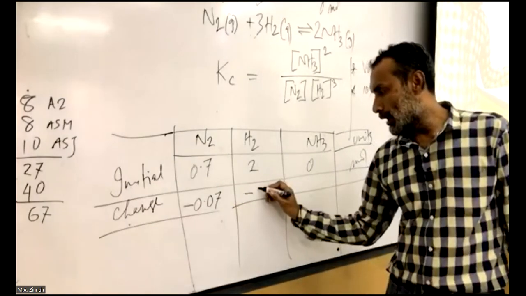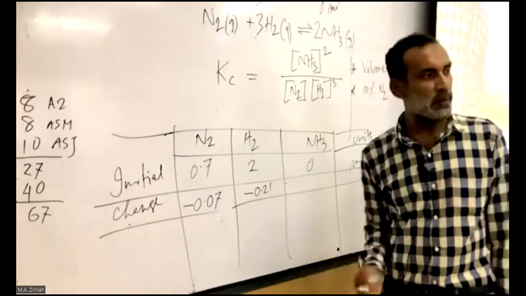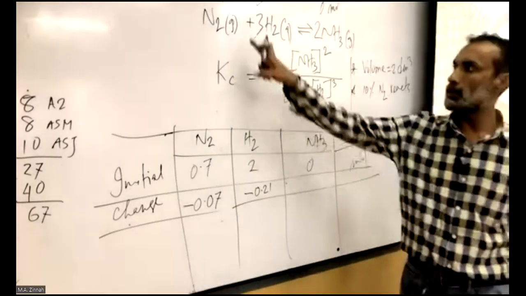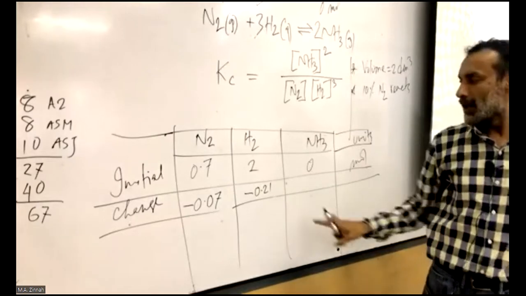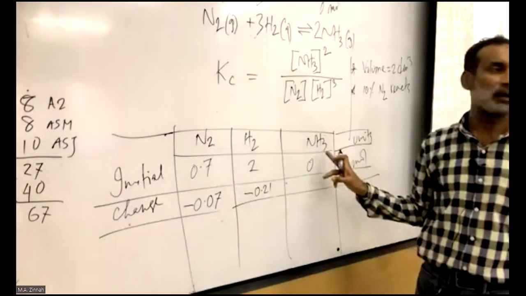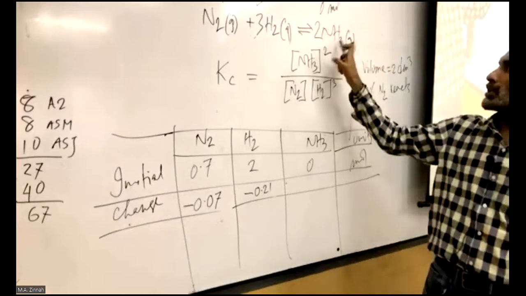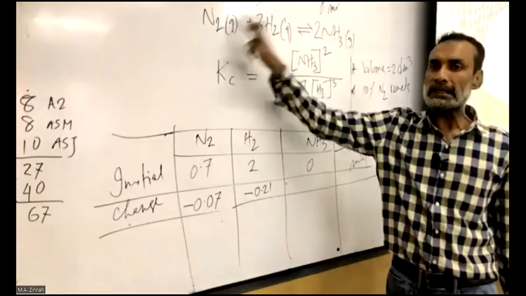This is 0.21, right? This is the mole of hydrogen that will react. You had 2 mole, but only this mole reacts. And now what about ammonia? From the ratio, 0.14. This is double of the first one. Understand? This is double of the first one.